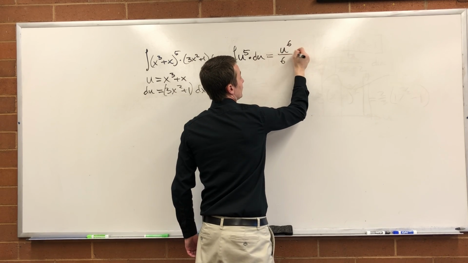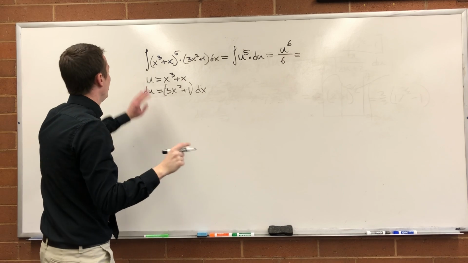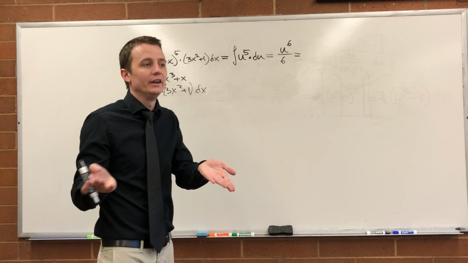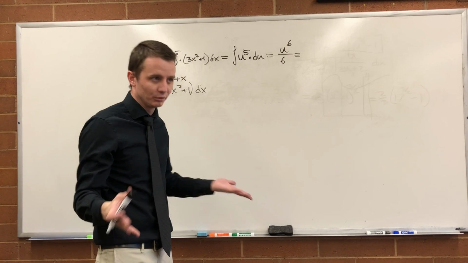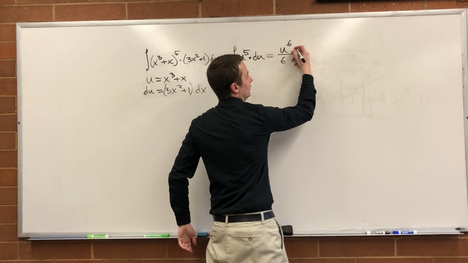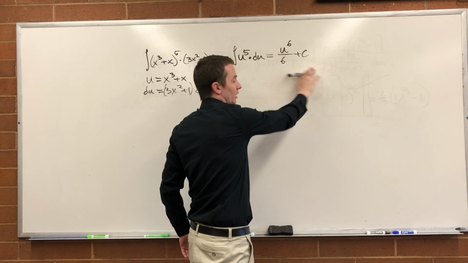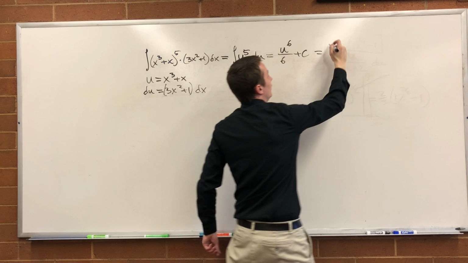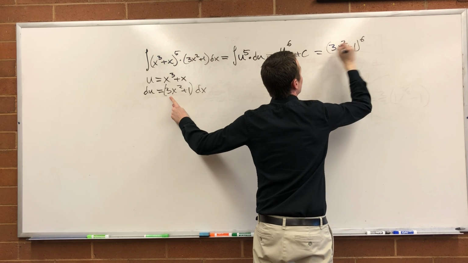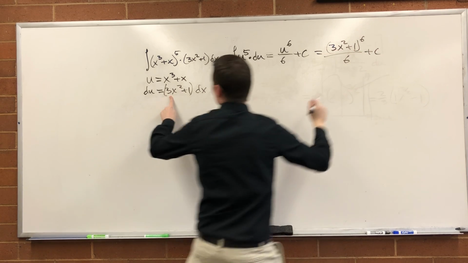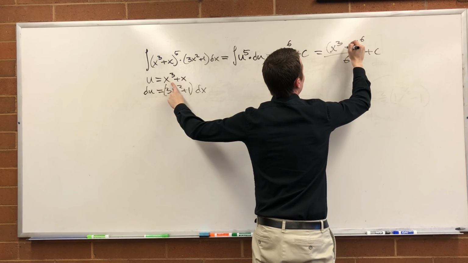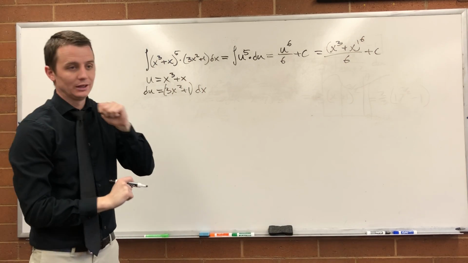U to the 6 over 6, which is equal to, when you're calculating an indefinite integral, always go back to your x's. Since with a definite integral you're just spitting out a number, it doesn't matter if you go back to the x's or not, because the number is the same. If you're doing an indefinite integral, you cannot leave it like this, u to the 6 over 6 plus c. You will not get credit if you leave it that way. You need to go back to your x's. This is (x cubed plus x) to the 6 over 6, plus c.